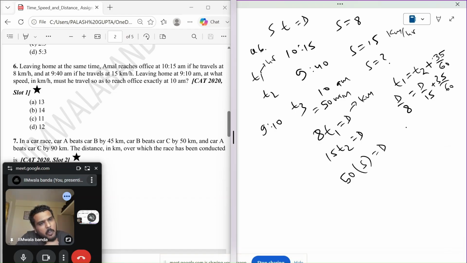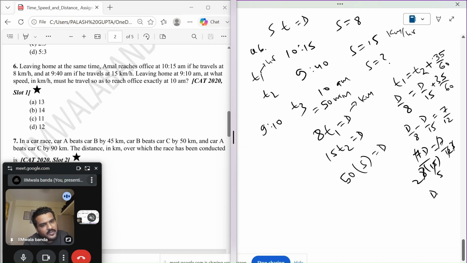So this is 35 by 60, which is 7 by 12. 15 minus 8 is 7, so 7d upon 8 into 15 is equal to 7 by 12. 7 and 7 will get cancelled. Distance is 10, so we are on the right path. Distance is 10 kilometers. t3 is 50 minutes, so speed is 10 upon 50 by 60.